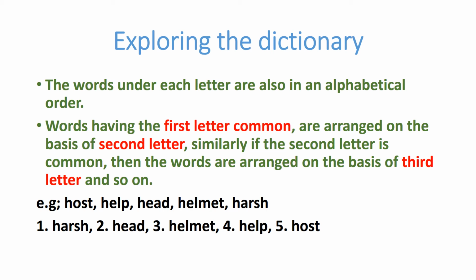In the third letter, we see that the words help and helmet have the third letter common, but the word head has A. So we list it at number 2. When we go to the next words, helmet and help, we see that the first three letters are common. Then we go to the fourth letter, and the word helmet has M and the word help has P. So we know that M comes before P. So we list helmet at number 3 and help at number 4. The remaining word host is listed at number 5 because O comes after H.